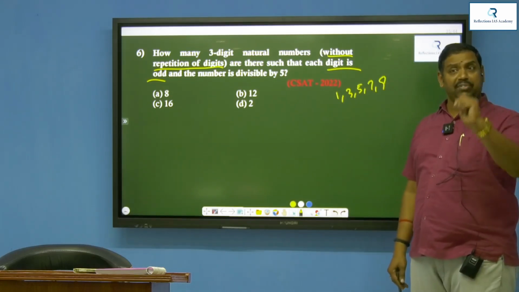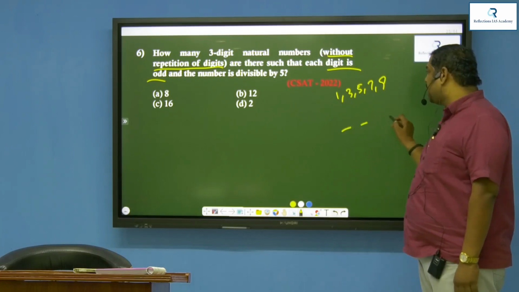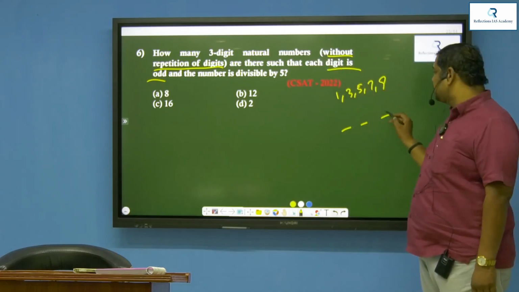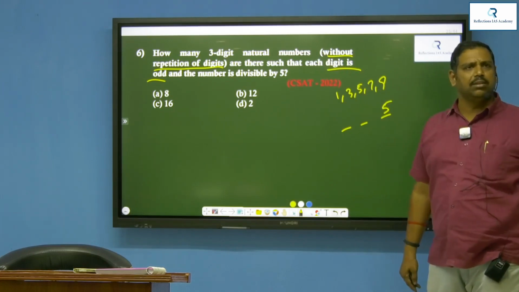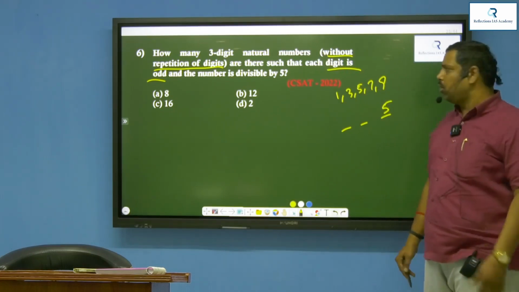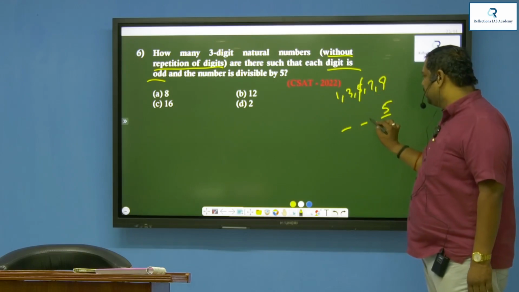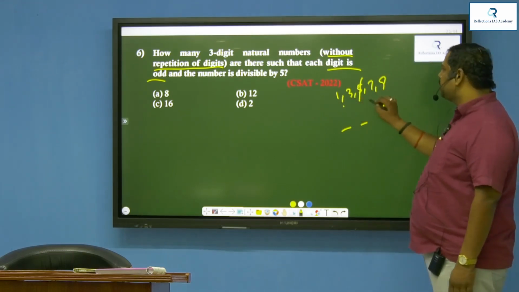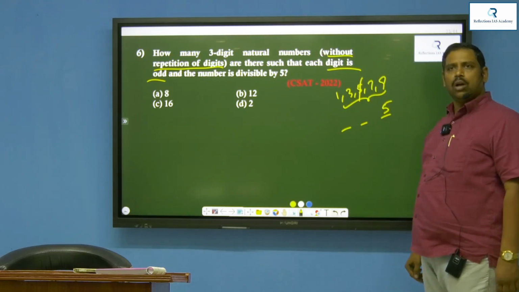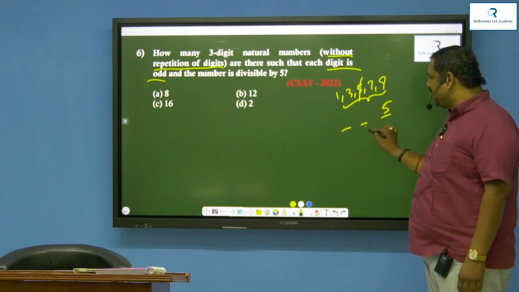It should be divisible by 5. Divisible by 5 means the last digit of the 3-digit number should be 5 or 0. 0 is not possible, so the last digit is fixed: 5. Repetition is not allowed, so these two places will never be occupied by 5. How many numbers are left? 4. Out of 4 digits, anyone may appear here.